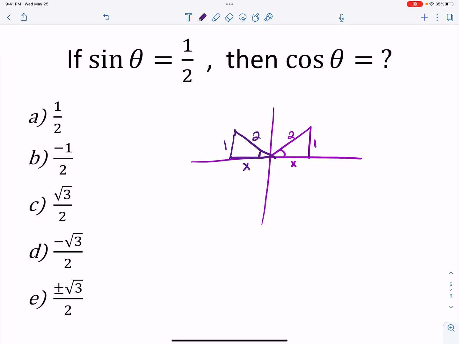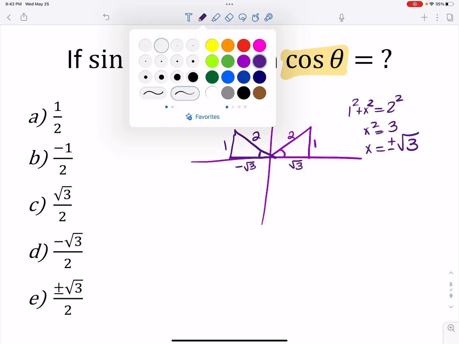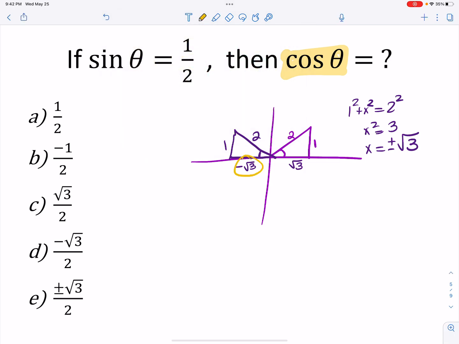So if I did this, I know by the Pythagorean theorem 1 squared plus x squared equals 2 squared. So x squared is 4 minus 1, which is 3. So x equals plus or minus the square root of 3, right? So this leg, that's not my answer. This leg could either be a negative root 3 or a positive root 3. So now let's do this. I'm looking for the cosine. The cosine would be adjacent over hypotenuse. So this would be a negative root 3 over 2, and this one would be a positive root 3 over 2. So my answer was E.